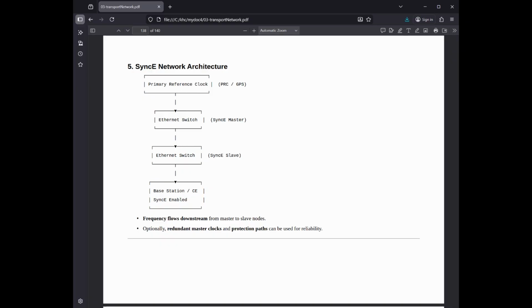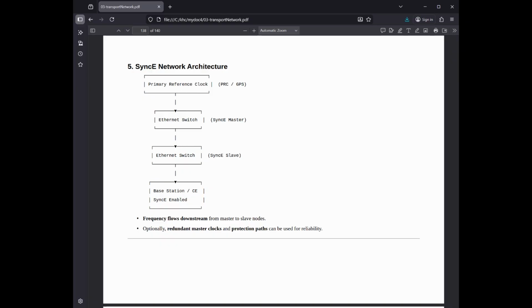to a primary source. Level 1. The primary reference clock, PRC, the root of the architecture. This is usually a GPS/GNSS receiver or a cesium atomic clock. It provides the grandmaster frequency. Level 2. The core/boundary nodes.